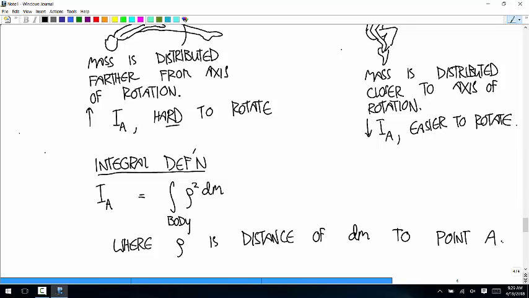Yes? Just the same way that you can break up a function into small increments of x. If you think of what an integral is, it's just breaking something up into tiny pieces and then adding up those tiny pieces. Yeah, I can show you.